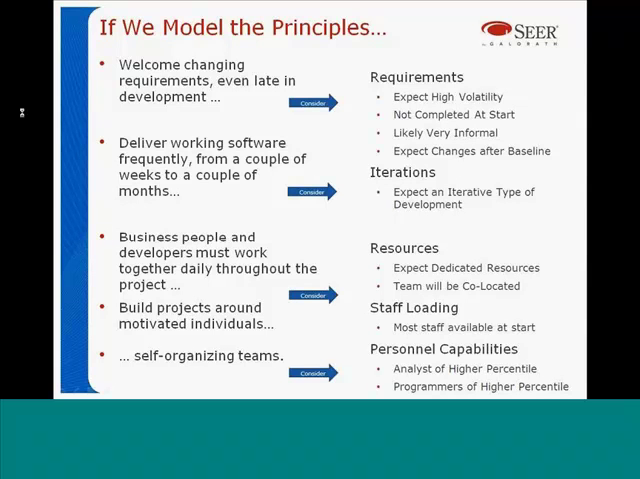So your resources, you're going to have to expect them to be dedicated resources. They should be co-located. One of those pitfalls we'll talk about a little bit is multi-site development and disparate teams working on remote locations. That doesn't work very well in an Agile environment. Staff loading, you must probably consider that you're going to have everyone you need right when you get started. And then the personnel capabilities, which are usually very key parameters and effort drivers, is that you're going to probably have analysts and programmers from the higher percentile rankings.